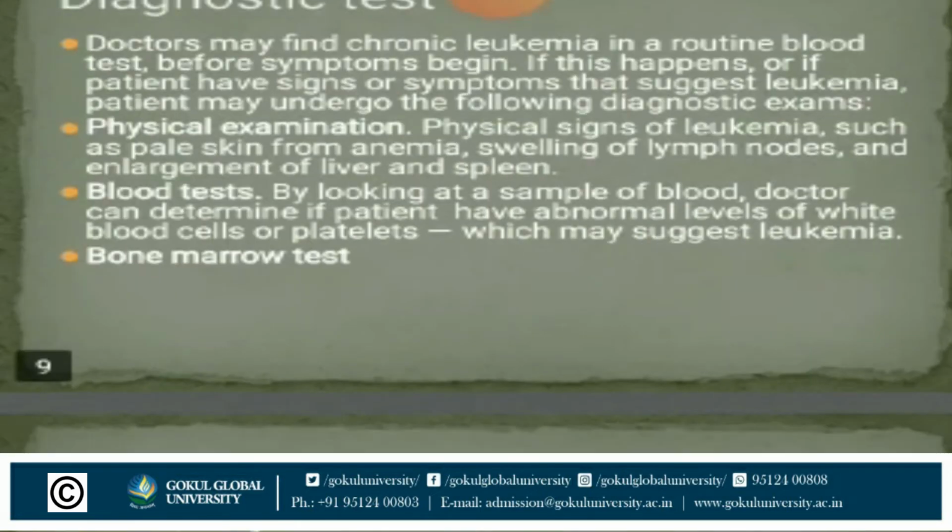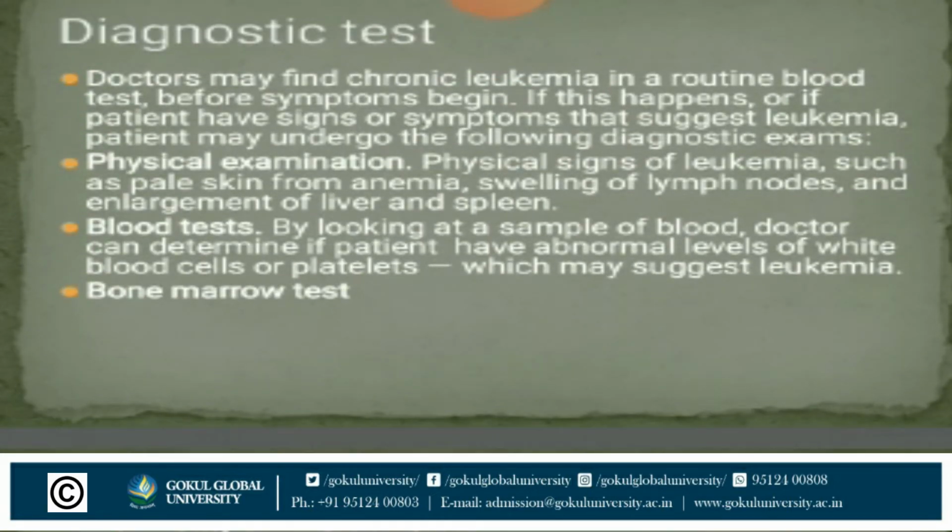The next one, we discuss the diagnostic tests for leukemia. First, doctors may find a chronic leukemia in a routine blood test before the symptoms begin. If the patient has signs or symptoms that suggest leukemia, the patient may undergo the following diagnostic exams: a physical examination, blood test, and bone marrow test.